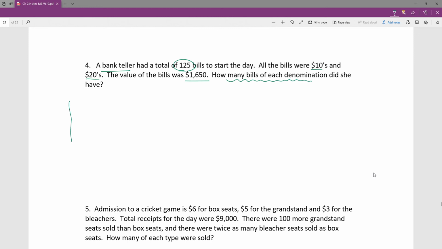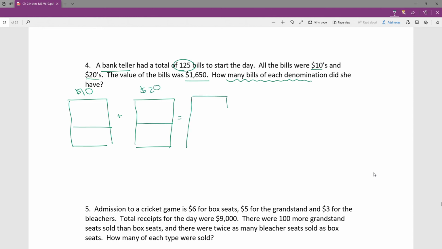So the two things that we're mixing together here would be $10 bills and $20 bills. And the idea here is that these two are going to mix together into a total. And we'd have a total number of things and a total value of things. It should be starting to get easier to fill in some of these blanks. So the total number of bills is 125 and the total value of bills is this 1650.